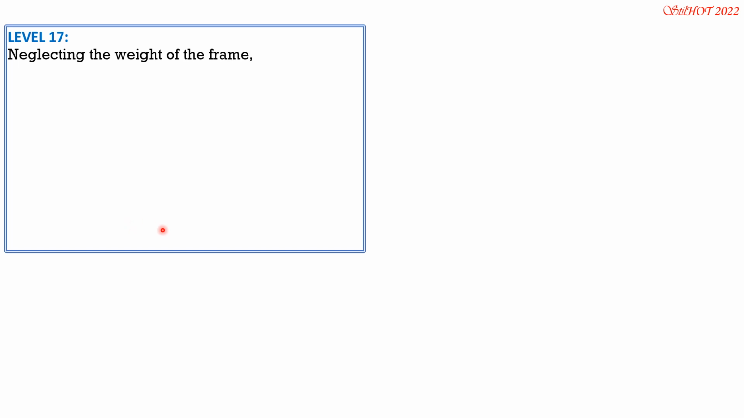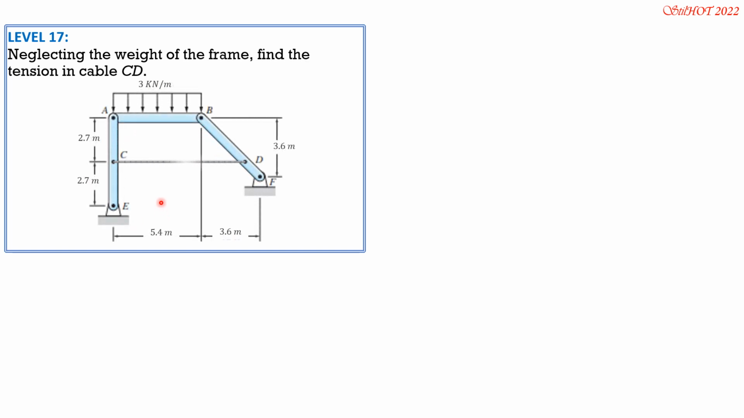Next, neglecting the weight of the frame, find the tension in cable CD. So here is the given figure. We will call the reactions here EX, E horizontal, and E vertical. Then at D, F horizontal and F vertical. So let's just assume the direction shown. So this is our plan.